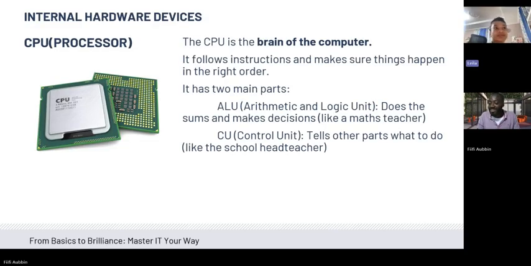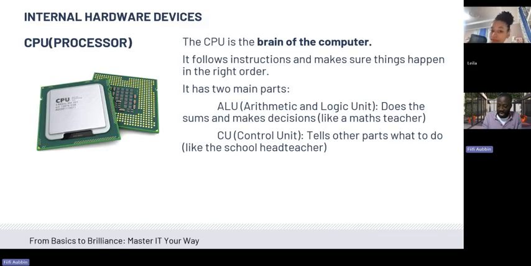There's something else I'm forgetting. There's two parts, I think. I don't remember it exactly, but we've got two parts of it. Good, so we will talk about it. The CPU, we say, is the brain of the computer, and it follows instructions and makes sure things happen in the right order.